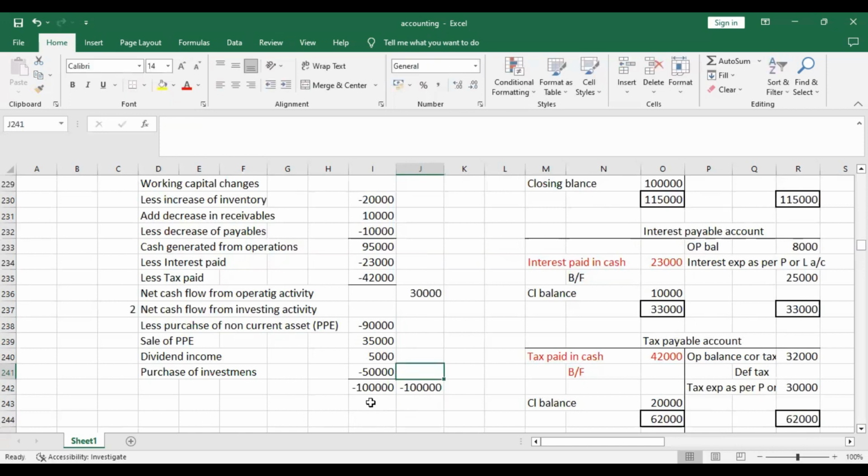Okay, now we have to go for the third one. What is the third one? You know very well. The third one is the calculation of net cash flow from financing.